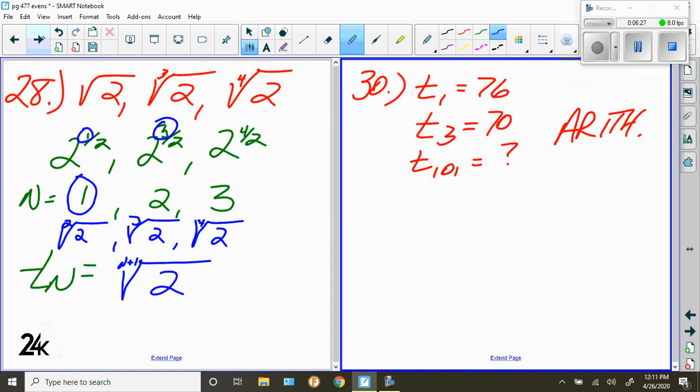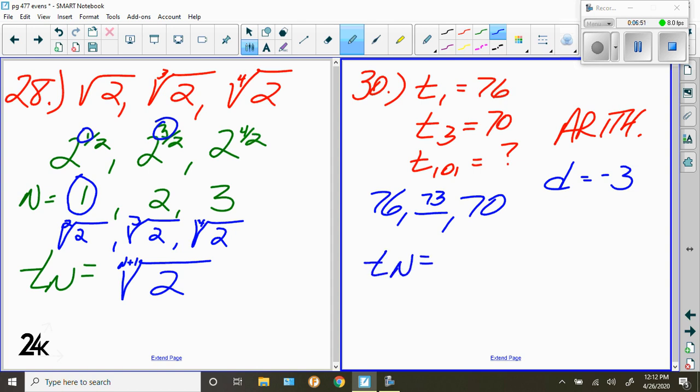Number 30. We're back to our friend arithmetic. Okay, so it would go like this: 76, nothing, 70. So this guy would be 73, right? Yeah, down by 3. Okay, so that means that the difference is negative 3. Oh, okay. So then arithmetic would be t sub n equals the first term, 76, and then n minus 1 times d.